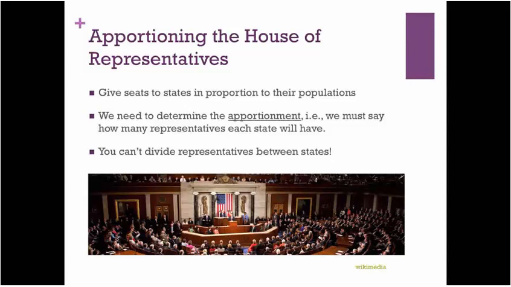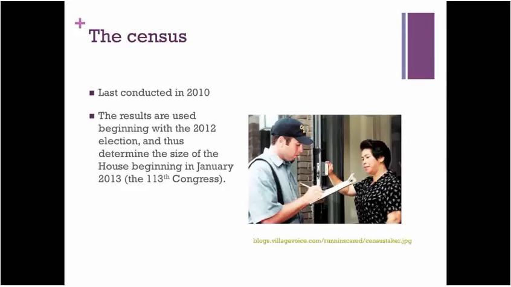Now, it might sound simple enough, but if you begin to think about it for a moment, you realize there might become a problem because you can't divide representatives between states. Well, now, here's the census. It was last conducted in 2010, and the results are being now used to apportion the House of Representatives. That's beginning with the 2012 elections and then the subsequent Congress elected in 2012, which began to serve in January 2013.